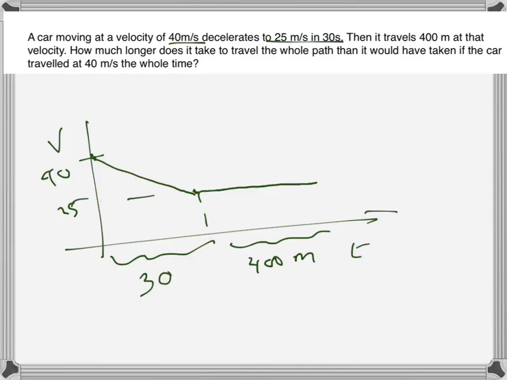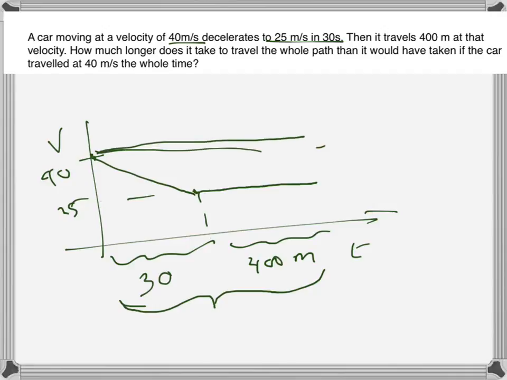So we have to find the longer time taken when it travels like this, and the time taken when it travels like this, and how much less it would have taken if it were traveling at 40 meters per second the whole time. So if it traveled like that, what would be the time? How much time would be saved, basically?